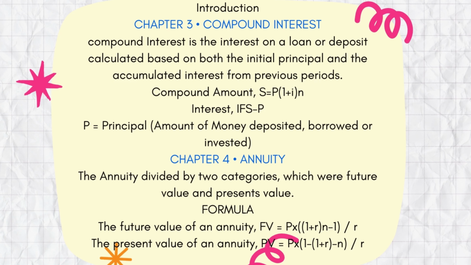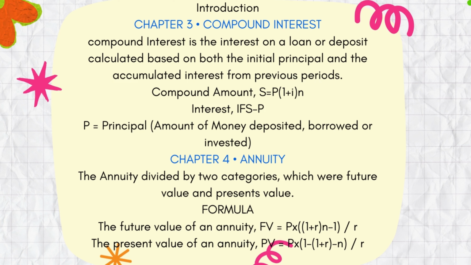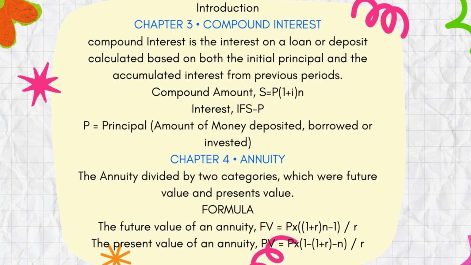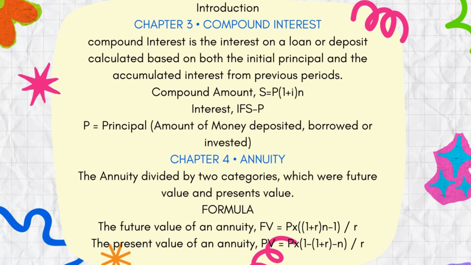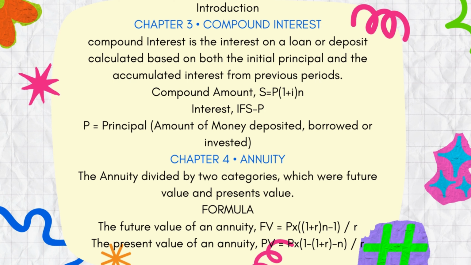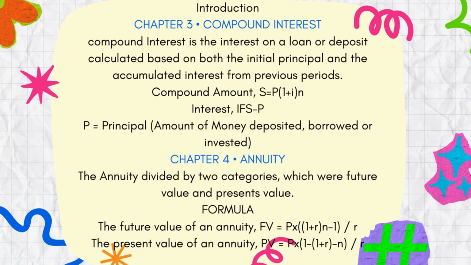Compound interest is the interest on a loan or deposit calculated based on both the initial principal and the accumulated interest from previous periods. There are two formulas for compound interest, which are compound amount and interest. P is the principal, the amount of money deposited, borrowed, or invested.